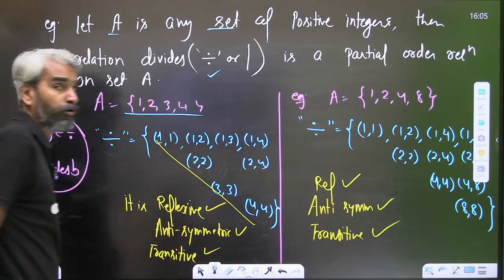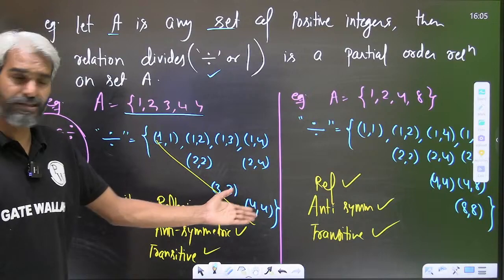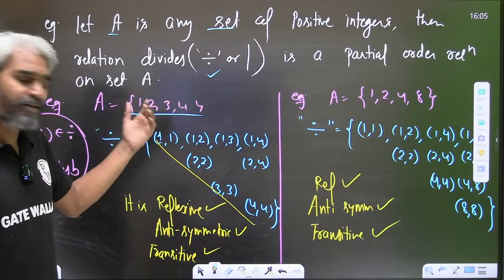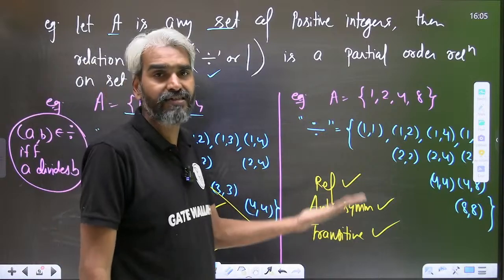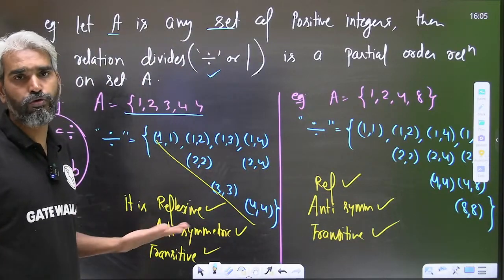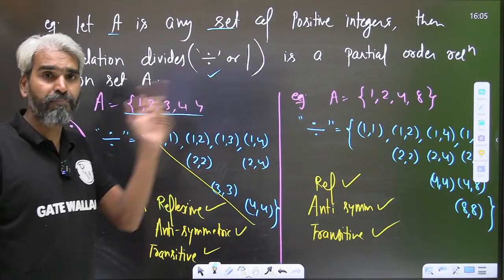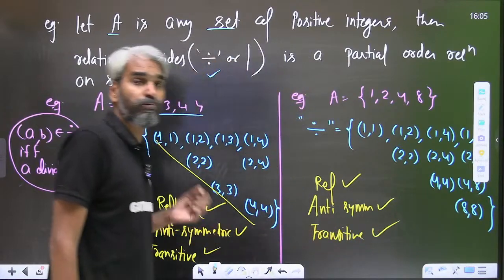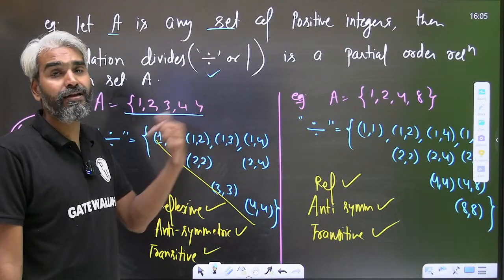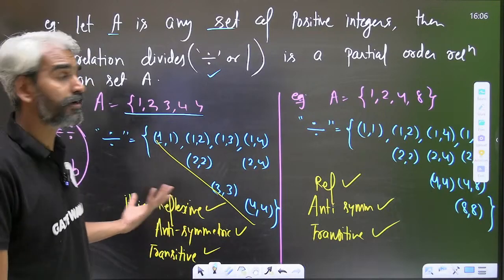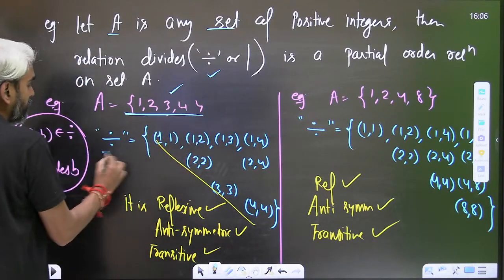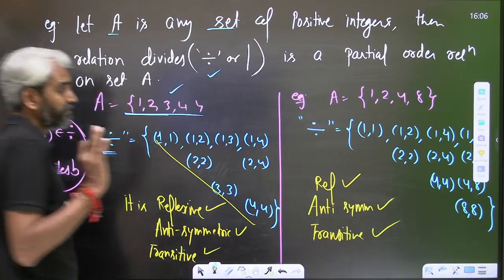So this is your example: 1, 2, 3, 4. This is reflexive because every element divides itself. Apart from that, if x divides y and y divides z, then x will also divide z, therefore it will be transitive also. Now, a smaller number can divide a larger number if division is possible, but a larger number can never divide a smaller number, so it will be antisymmetric also, right? So on any set of positive integers, the relation divide will be a partial order relation.